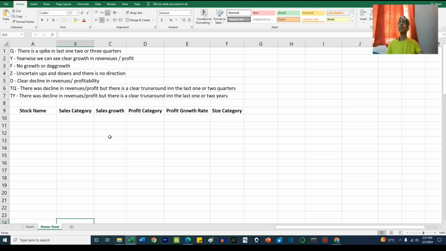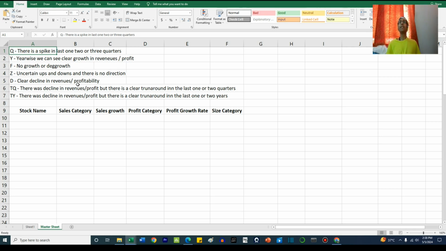So here in this sheet, you can see, this is the assignment sheet we'll be using. Q represents that there is a spike in the last 1, 2 or 3 quarters. Whatever numbers they were doing previously, there is a clear difference, a quantum jump in terms of the revenues, and also profits.